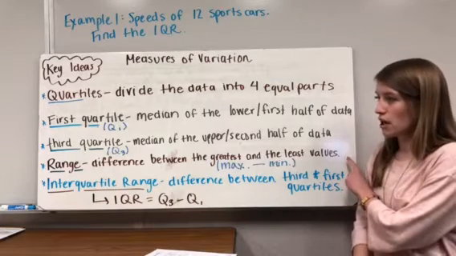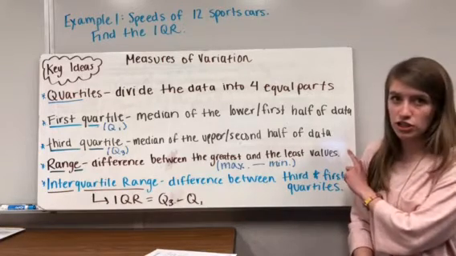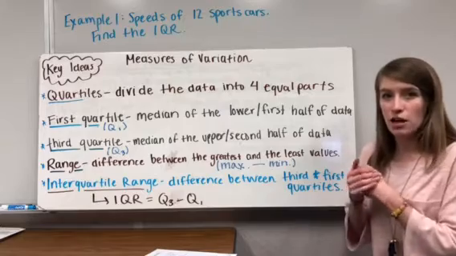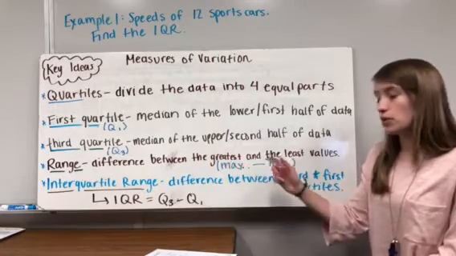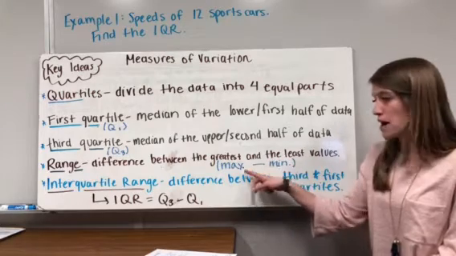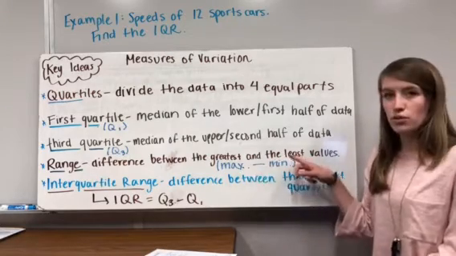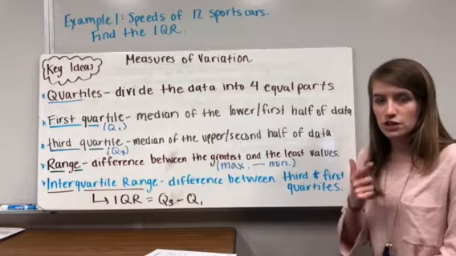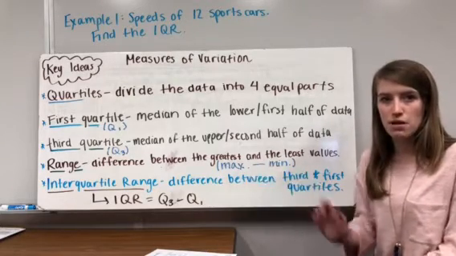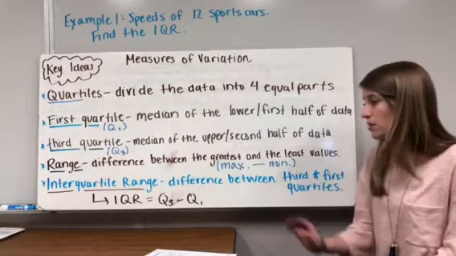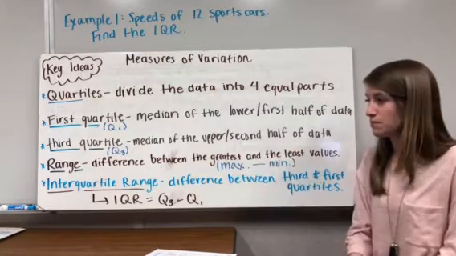The range is one of the most important measures of variation that we'll use, and it tells us how much does all of our data differ. It's the difference between the greatest value, which we call the maximum, and the least value, which we call the minimum. Difference means subtraction, so we can also always take the maximum minus the minimum to find our range. Sometimes we call this top minus bottom too.